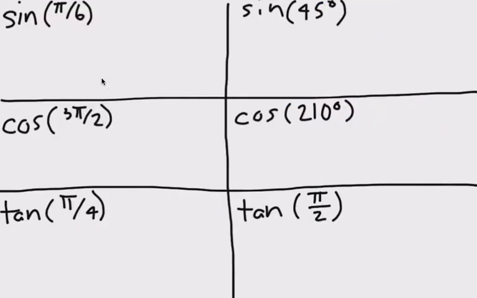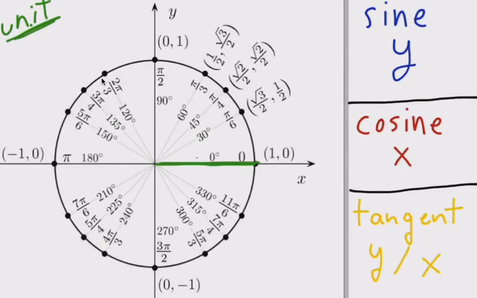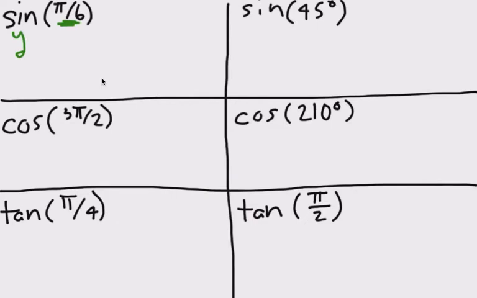Let's start with sine of pi over 6. This is the angle. We look at the angle, and then the sine tells us we're going to take the y-coordinate of the endpoint on the unit circle. So I go pi over 6, which is right here. At that angle, I look at the y-coordinate, and the y-coordinate is 1/2. So this one must be equal to 1/2.